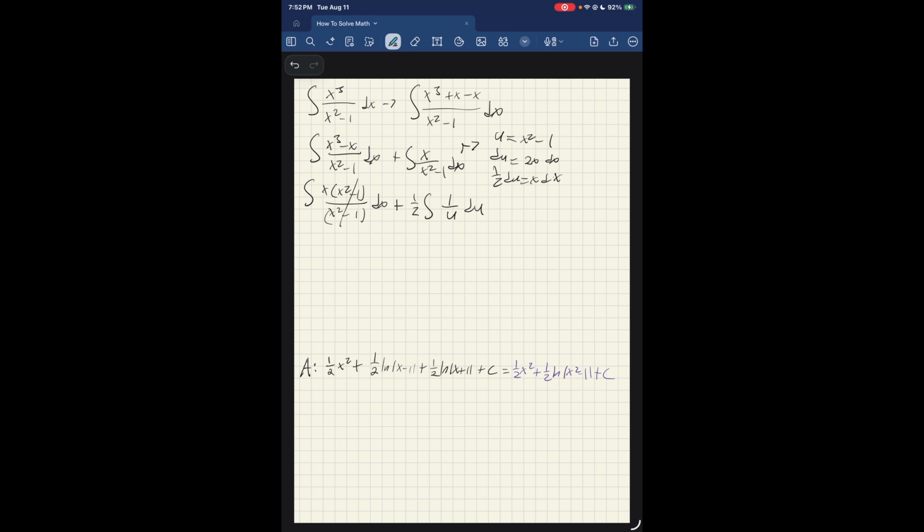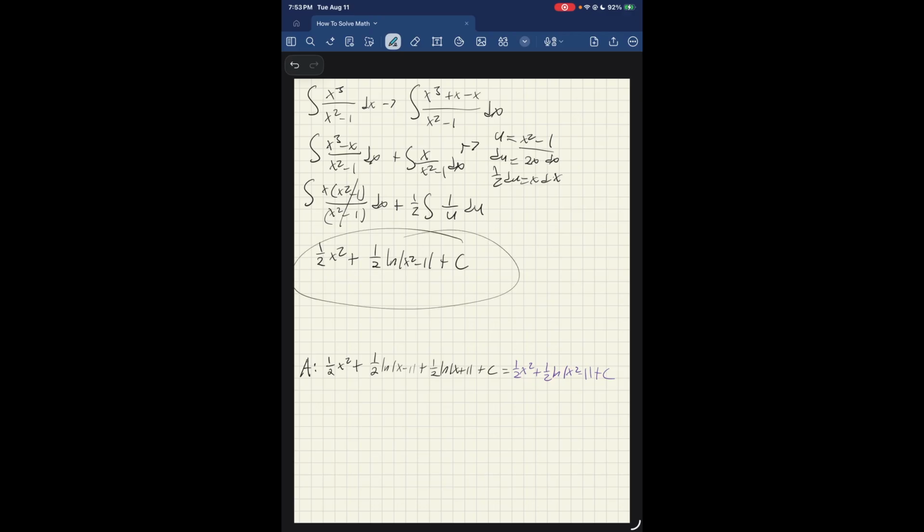The integral of x dx is just x to the power of 1 plus 1, over that new number. So just 1/2 x squared, plus, and the integral of 1 over u is going to be ln of u, and remember that u is x squared minus 1. So this is 1/2 ln of x squared minus 1, and then plus c. Don't forget that plus c.